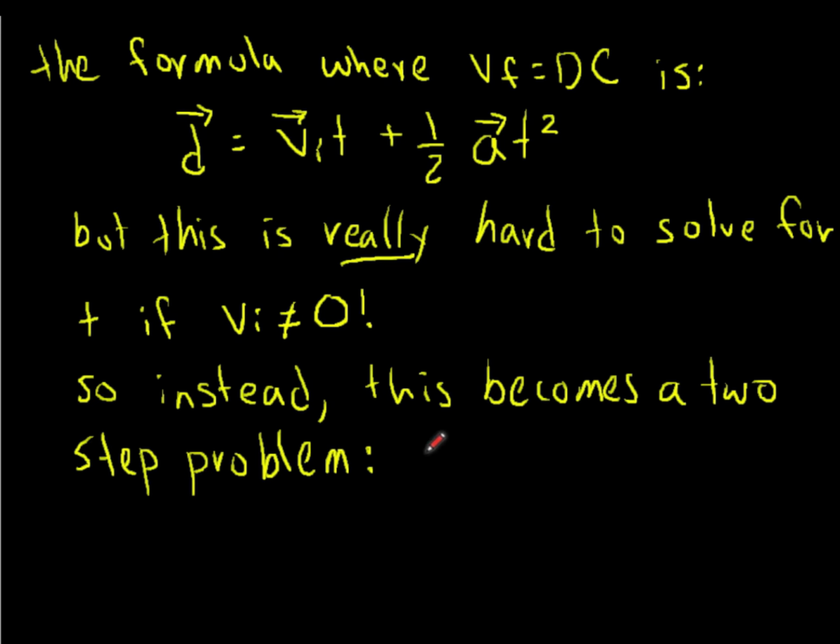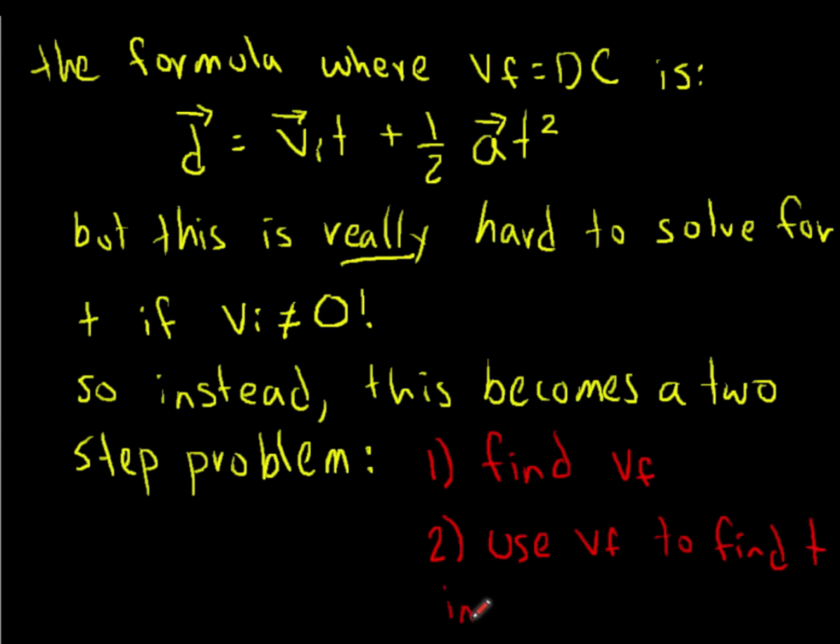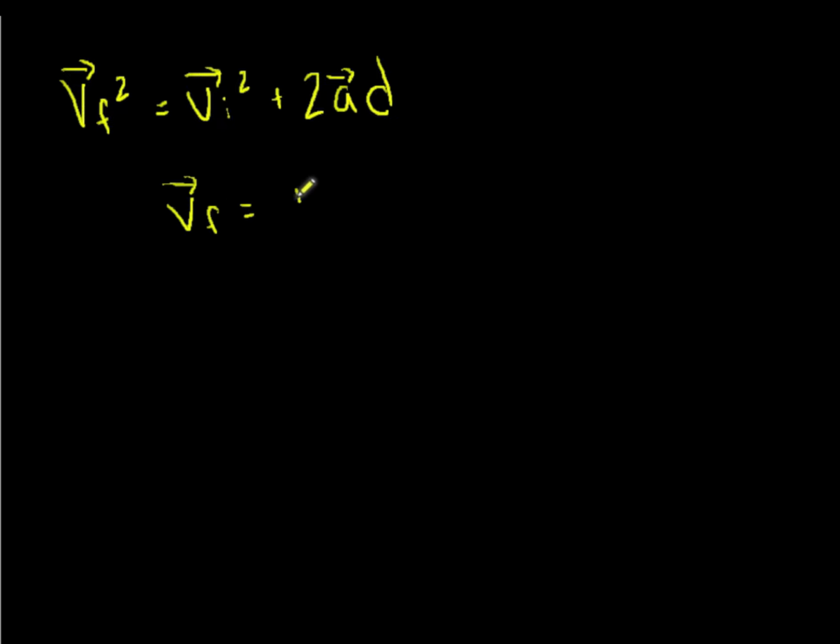In the first step, instead of finding t, we're going to look for Vf. And in the second step, we're going to use Vf to find t in an easier equation. So let's start with step 1, finding Vf. Vf squared equals Vi squared plus 2ad. So Vf equals plus or minus the square root of Vi squared plus 2ad.